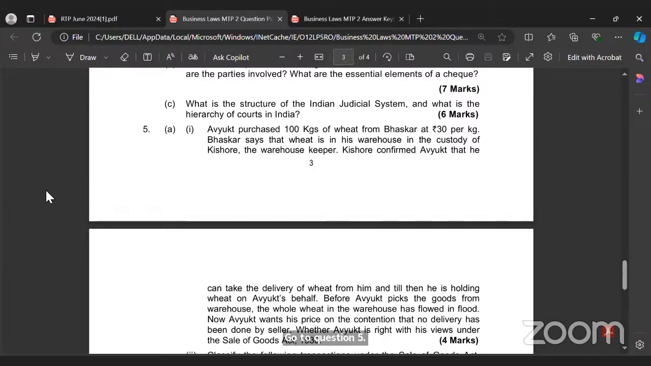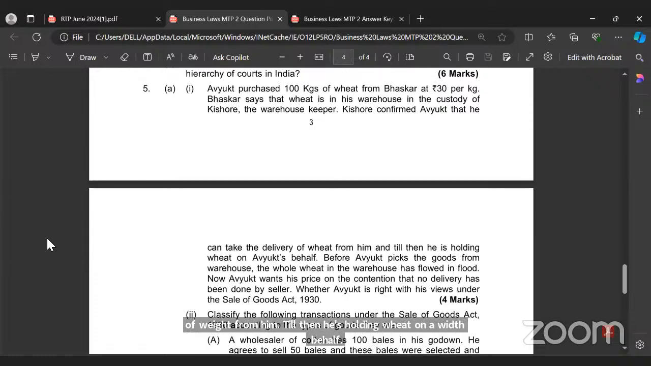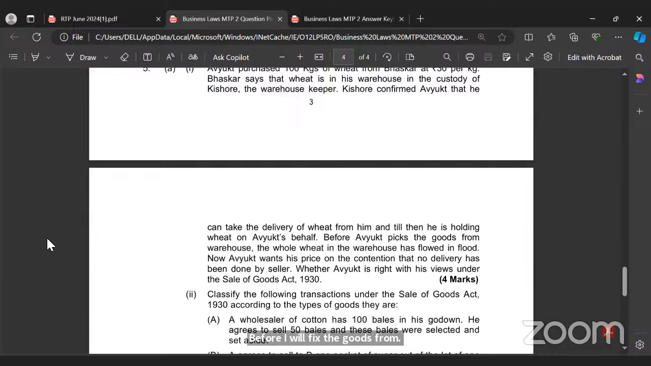Go to question 5. 5A, under that first one. Avyakt purchased 100 kgs of wheat from Bhaskar at rupees 30 per kg. Bhaskar says that the wheat is in his warehouse in the custody of Kishore, the warehouse keeper. Kishore confirmed to Avyakt that he can take delivery of the wheat from him. Till then, he is holding the wheat on Avyakt's behalf. Before Avyakt picks the goods from the warehouse, the whole wheat in the warehouse has been destroyed in a flood. Now, Avyakt wants his price back on the contention that no delivery has been done by the seller. Whether Avyakt is right with these views under the Sale of Goods Act 1930, 4 marks.